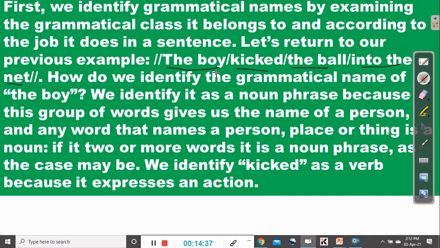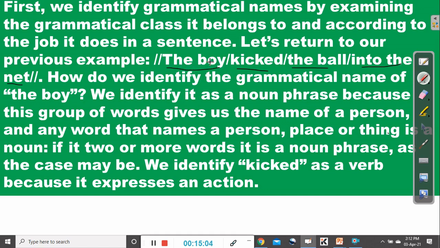Why do we say it's a noun phrase? We identify the grammatical name as a noun phrase because this is a group of words that is telling us the name of a person or a thing. And we can use certain evidences to prove this. How do we do it?